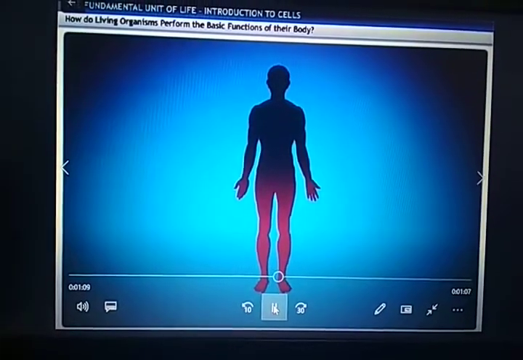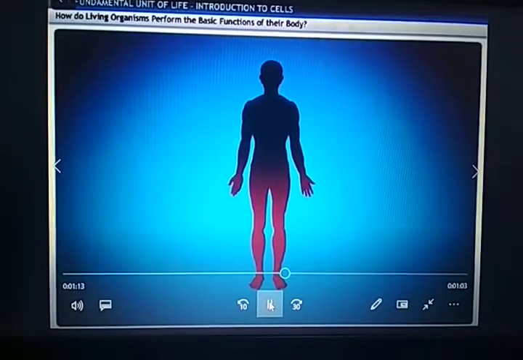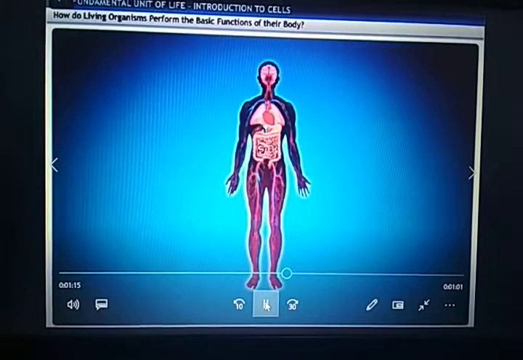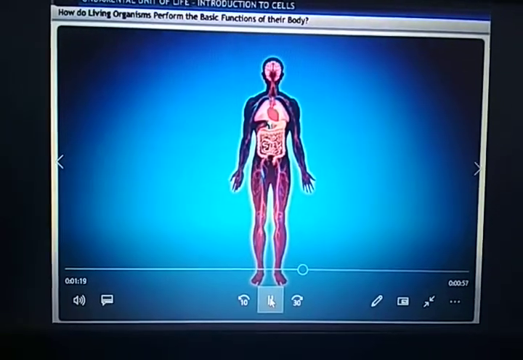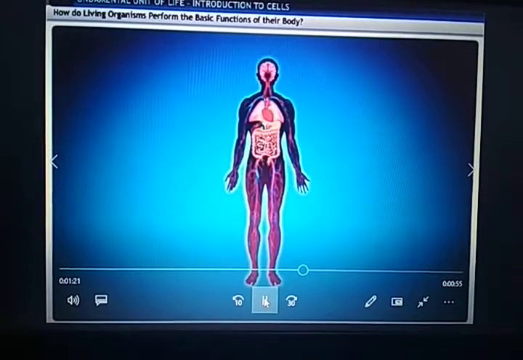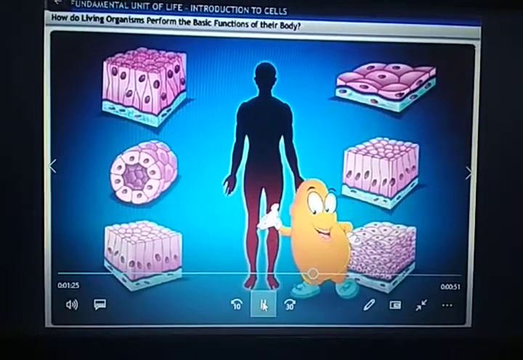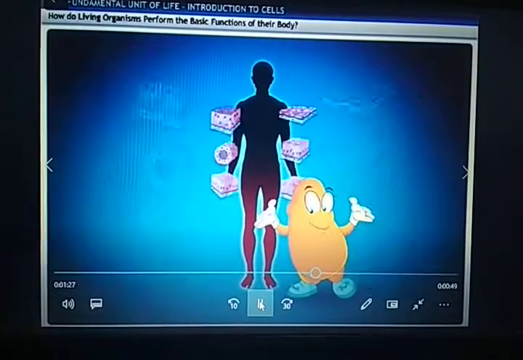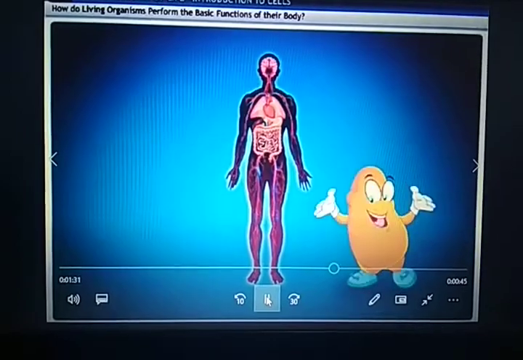Do you know how living organisms perform the basic functions of their body? Living organisms perform the basic functions through division of labor between different organs. Yeah, different cells have different jobs allotted to them, and we all work as a team for the body to function.